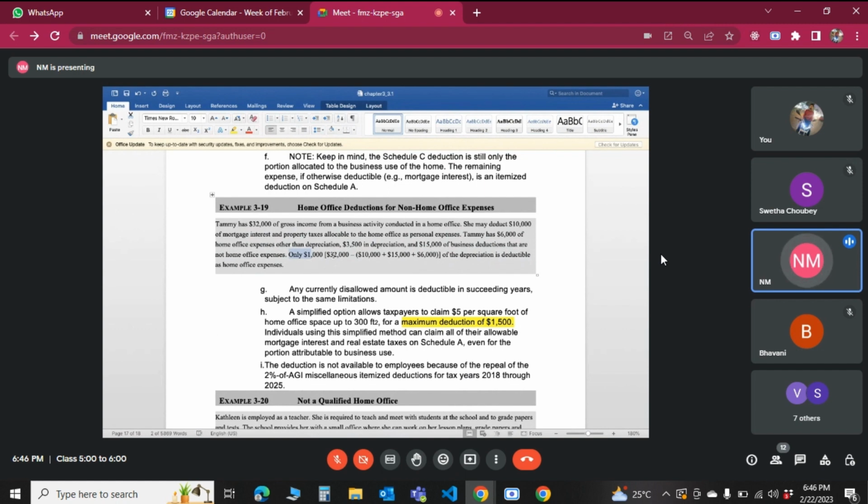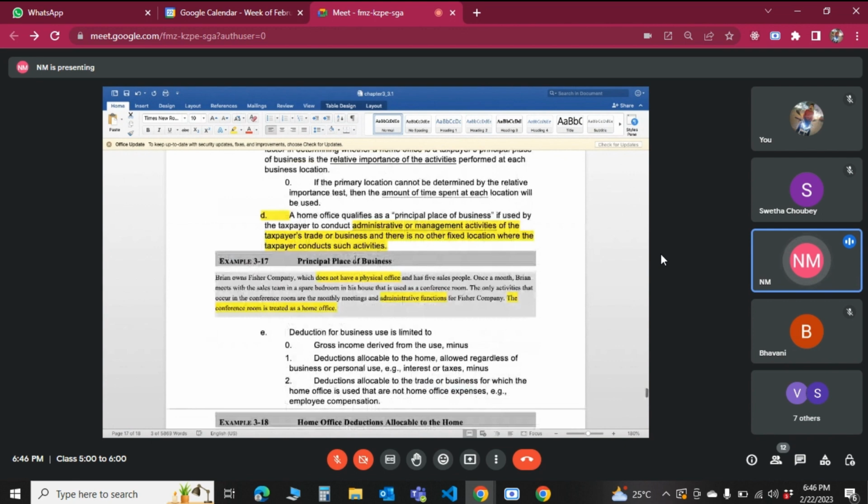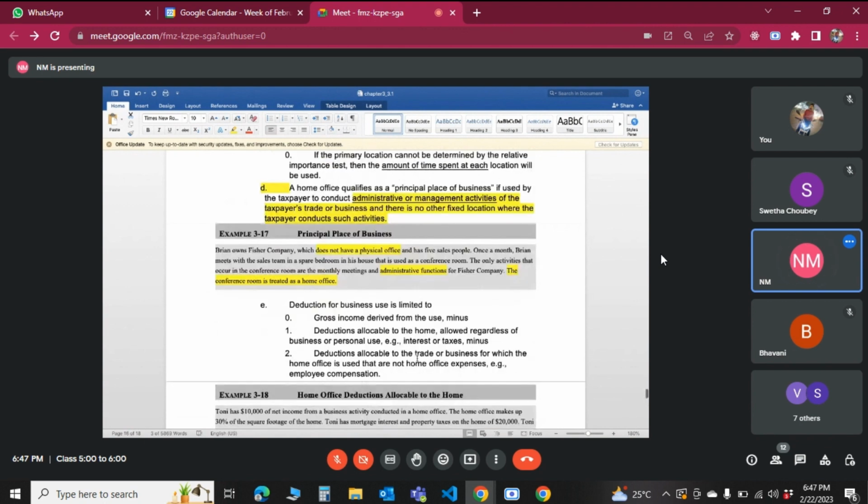But if you have 32,000 in gross income, and you are having 35,000 of business deductions that are not home office, then you can definitely claim a $3,000 loss. But if we are only claiming home office expense, we cannot make it go negative. If there is a limit that comes up, this is what they're saying here: deduction for business use is limited.